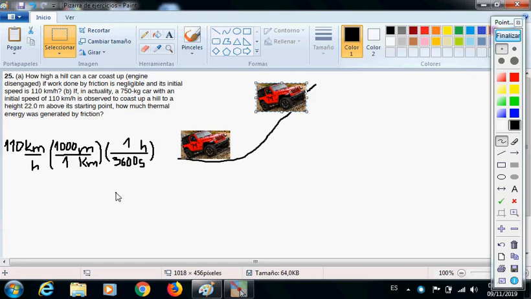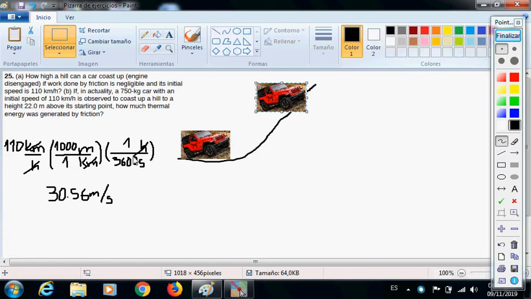When we multiply and divide, we will get 30.56 meters per second, because we cancelled the kilometers and the hours.